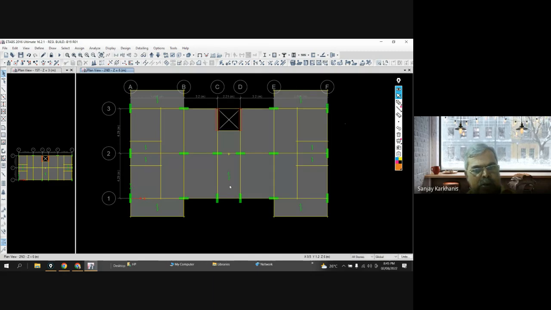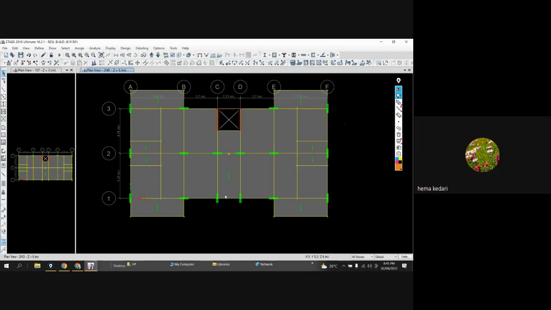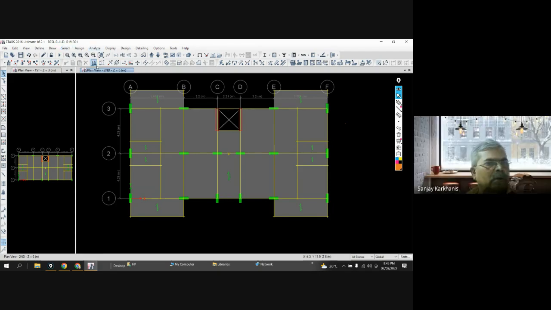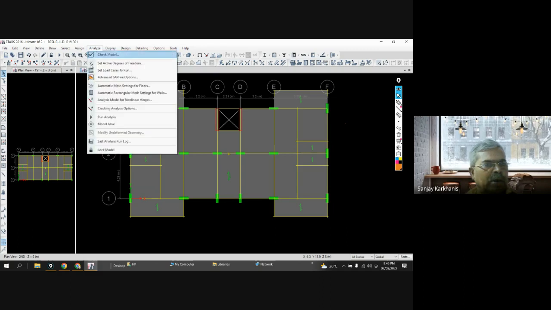clear one. So see what I have done. I have just changed the orientation of the two columns, and I have deleted a slab over here. I mean wall over here. Yes. Yes, sir. Now just go and analyze.